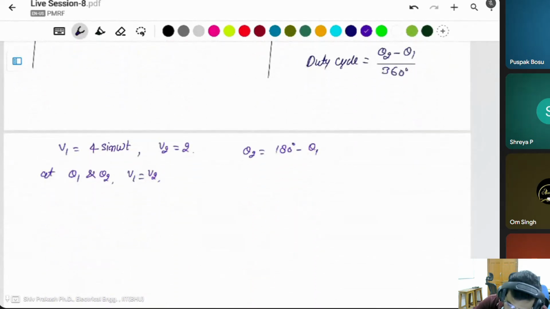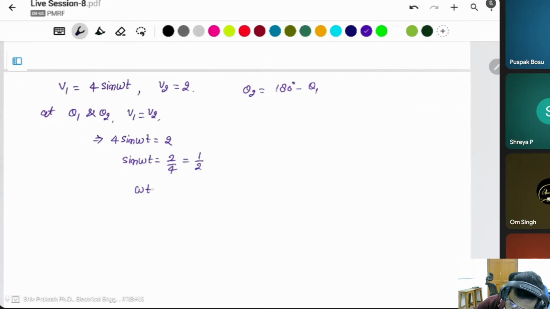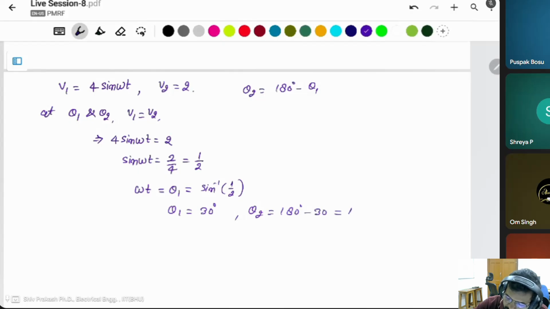For V1 and V2, V1 is equal to 4 sine omega t and V2 is equal to 2, so sine omega t is equal to 2 by 4, which is 1 by 2. Then what is omega t? It means theta 1 is equal to sine inverse of 1 by 2. Then theta 1 is equal to 30 degree, since sine 30 degree is 1 by 2. Then what is theta 2? Theta 2 is equal to 180 minus 30, which is 150 degree.